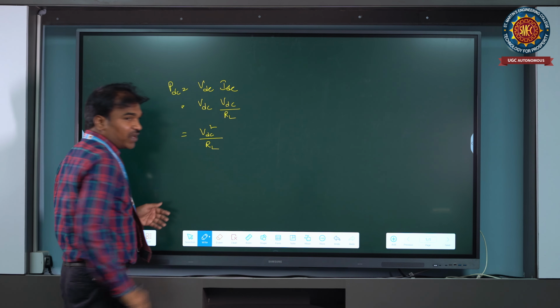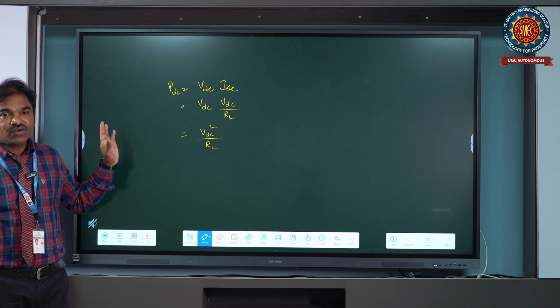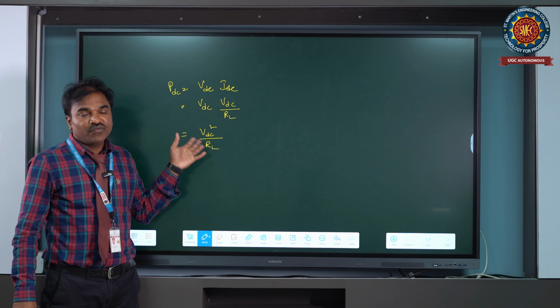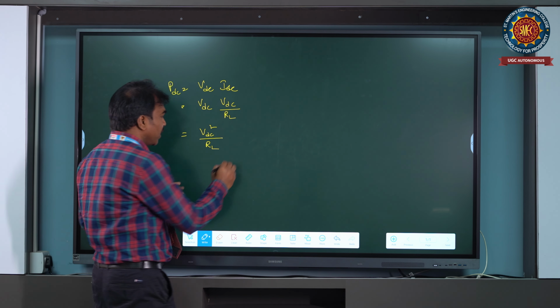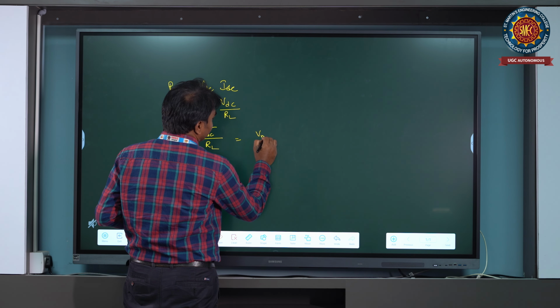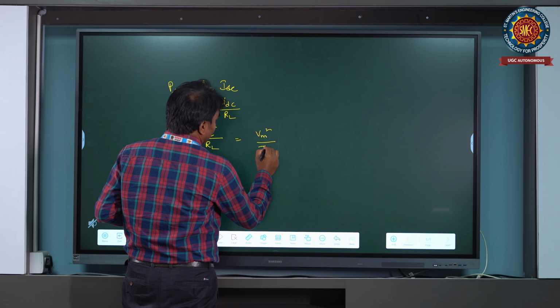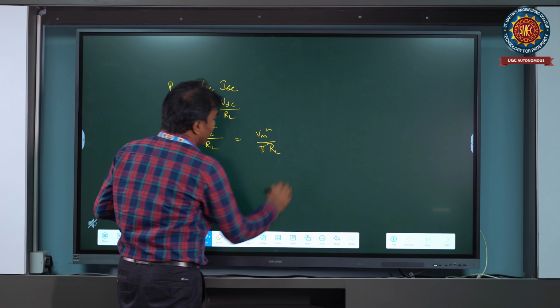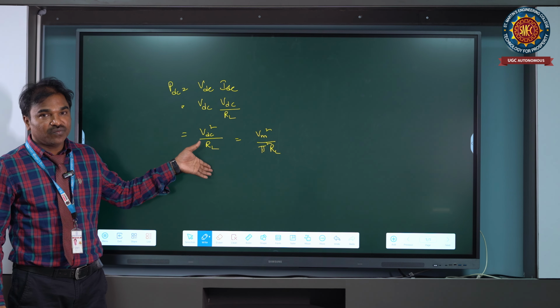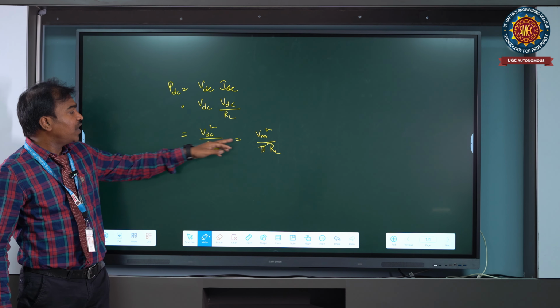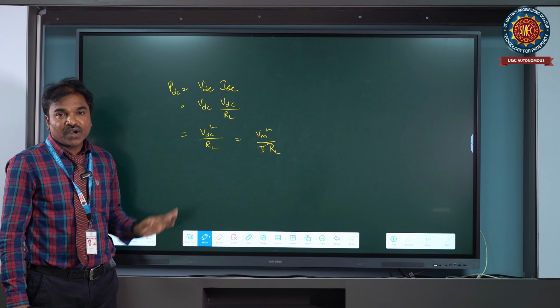Previously we calculated the value of VDC: VDC equals Vm by pi. So this is nothing but Vm square by pi square into RL. This is the VDC value. So the PDC value equals Vm square by pi square RL.